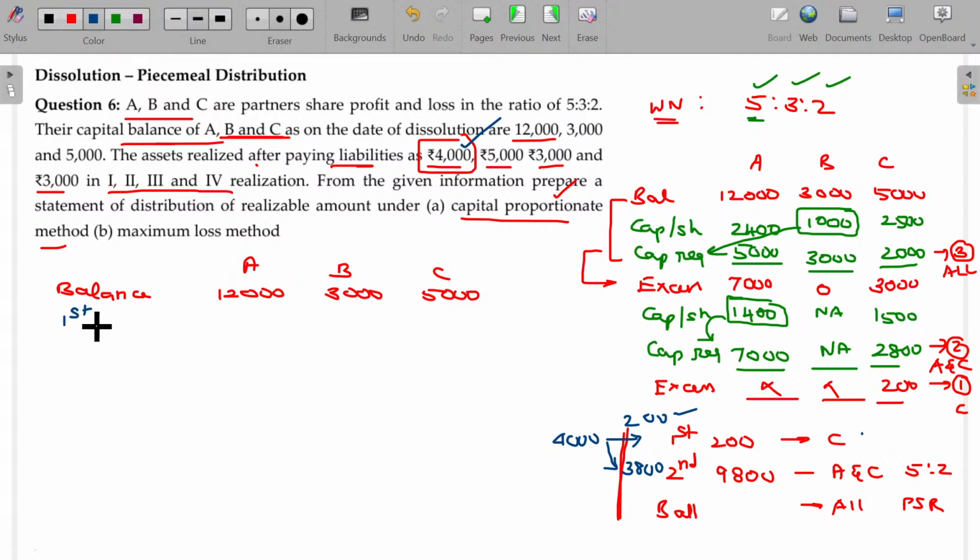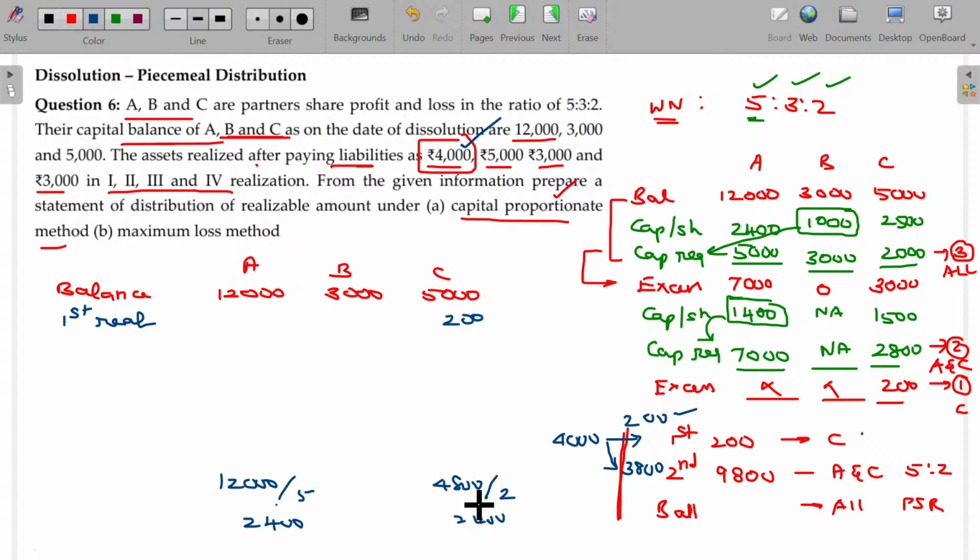From the first realization, make the payment of rupees 200 to C. After this payment, what happens? A's capital being 12,000 and C's capital being 4,800. Am I right? So for the cross verification, 12,000 for 5 shares, and per share it is 2,400. 4,800 for 2 shares, per share 2,400.